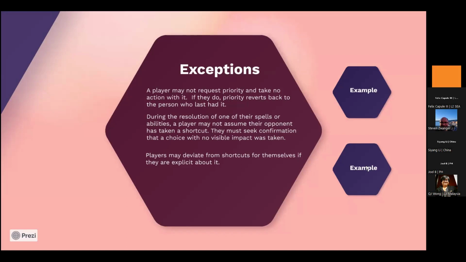No, this is 100% not allowed. If you request priority and you don't do anything with it, priority goes back to the person who just had it. So you cannot use this trick. This trick does not work.